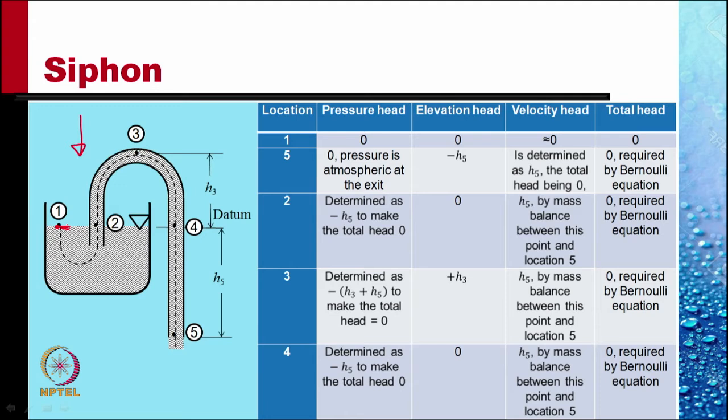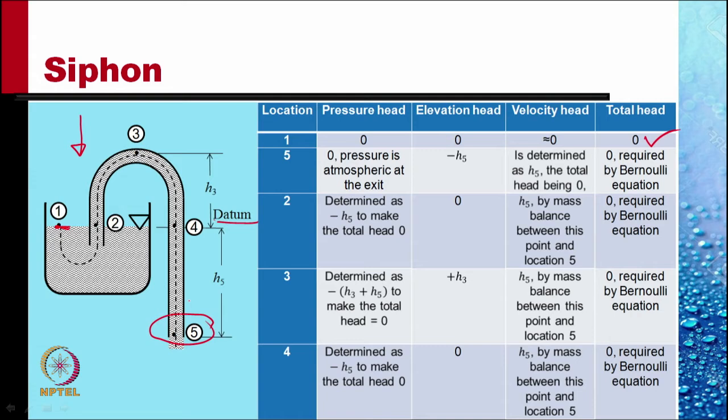The elevation is 0 because we have taken the datum at that height. The velocity head is 0 because the velocity is negligible if the tank area is large, and the total head is 0 as in this row. Next we consider 5. Why 5? Because we know 2 of the 3 heads at 5.